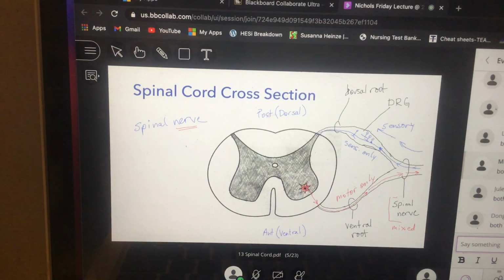What if the question says the patient has cut or severed several ventral nerve roots? Which will they lose? Sensory, motor, both, or neither? You got it. Motor only. If it says dorsal roots, it would be sensory only.